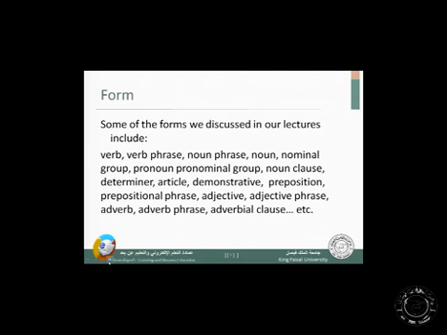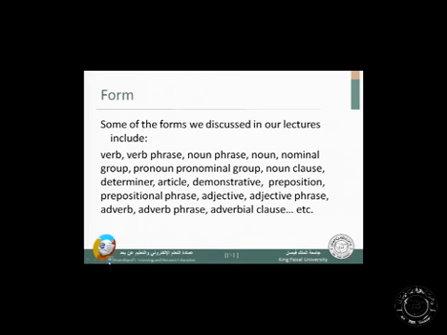So here are some of the forms we discussed in our previous lectures. These are not, of course, all of the forms. This is just some examples of the forms we discussed. There are others that you can go back to in the previous lectures and see for yourself. So, for example, verb, verb phrase, noun, noun phrase, nominal group, pronoun and pronominal group, noun clause, determiner, article, demonstrative, preposition, prepositional phrase, adjective, adjective phrase, adverb, adverb phrase, adverbial clause.